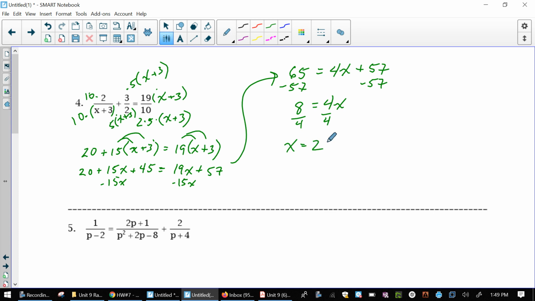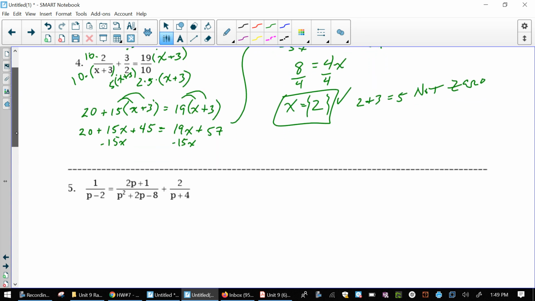Again, we need to check in our denominators and make sure none of them result in 0. These are already constants, so they're good. So we just need to plug in here. So check. That denominator is x plus 3, or 2 plus 3. That's 5. 5 is not 0, so we are good. There's our solution, x equals 2.